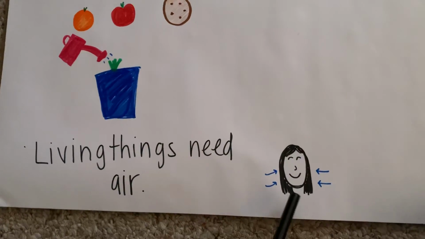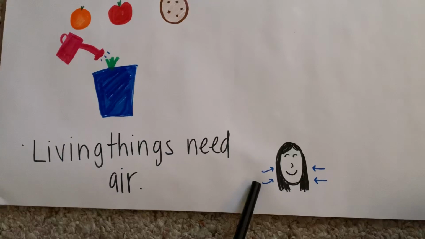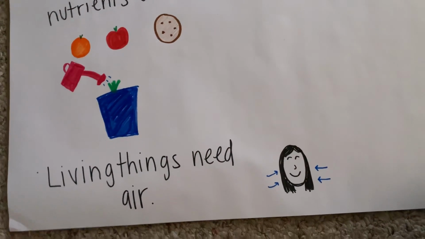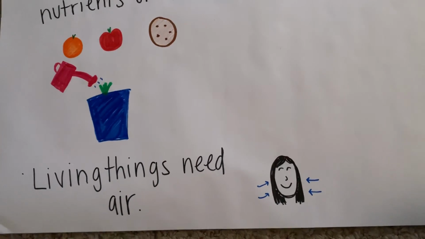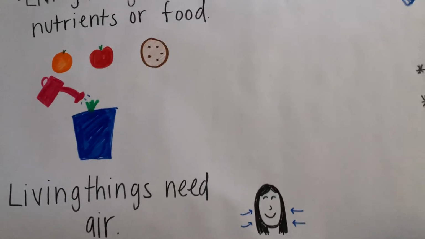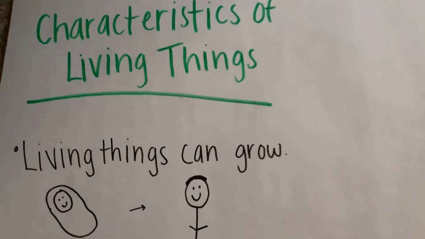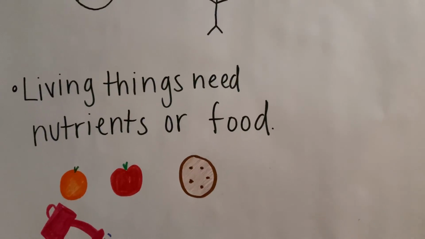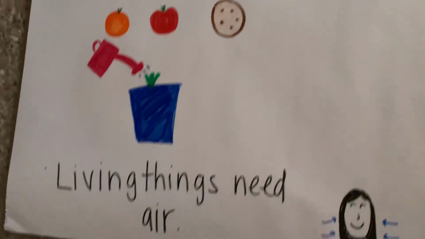So here I drew a person, and here's some arrows to show that they are breathing the air in. So whenever you take a deep breath, that's you taking in the air that you need to live. So those are characteristics of living things. Living things can grow. Living things need nutrients or food. And living things need air.